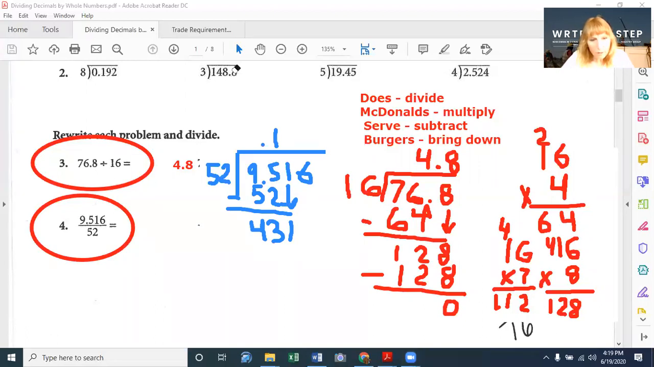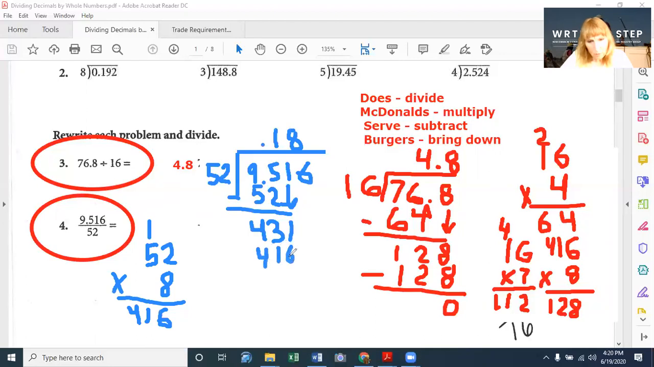I'm going to do a little bit of erasing here. Well, no, I don't think I can fit it over here. So 52 times 8. 2 times 8 is 16. Carry the 1. 5 times 8 is 40 plus 1 is 41. So that's probably as close as we're going to get, right? If we did another 50, we'd be over. So 8 is going to be the answer I put up here. 8 times 52 we wrote on the side there, so 416.